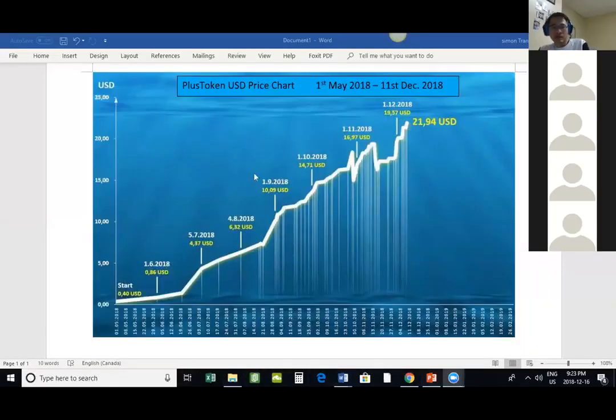Okay. So this is the Plustoken chart for the last 7 months. You can see on this chart, the Plustoken price still goes up and down, especially in the last couple of months. Like for now, it went down, right? The all-time high is $22. Right now it's almost $20, $19.70. So why does the Plustoken price go up and down? First, the question is why did the Plustoken price go up so fast for the last 7 months?